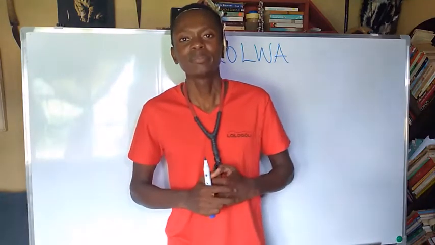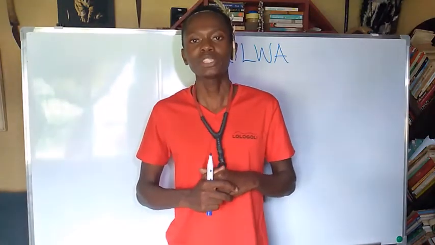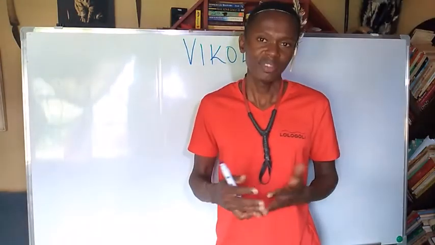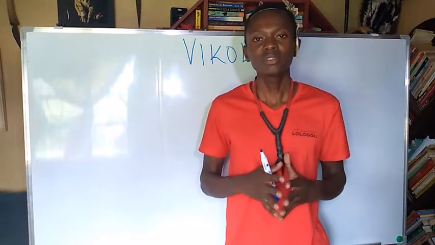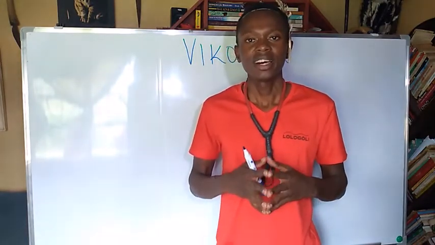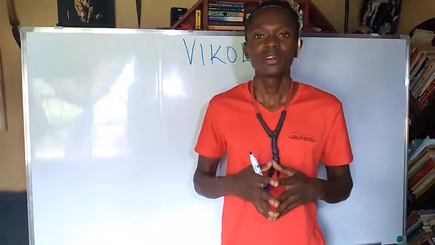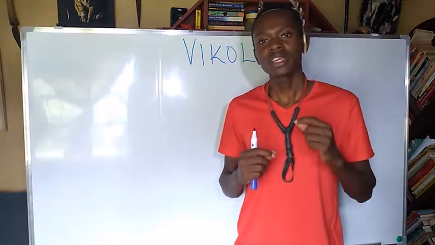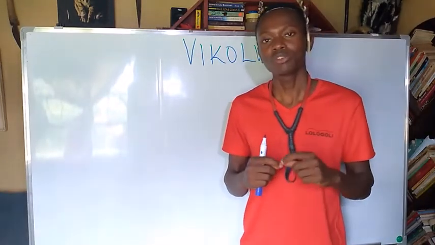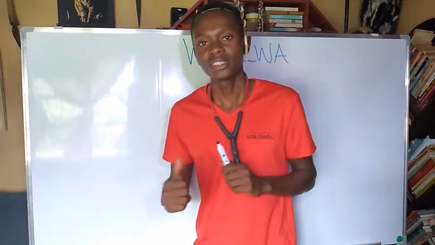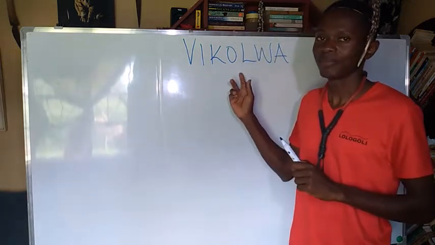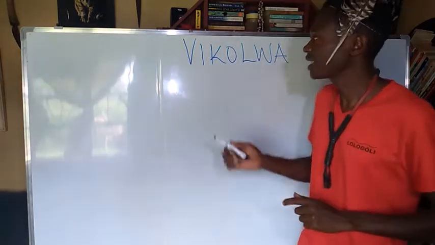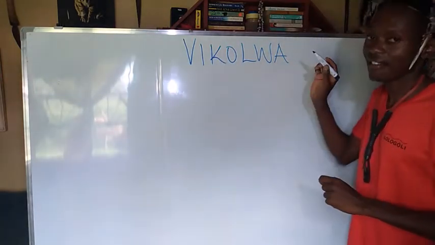The other time we looked at the parts of speech which included the nouns, and we said that nouns in Lulogooli are the equivalent of virange. Today we will be looking at a different part of speech of Lulogooli known as Vikolwa. The equivalent of Vikolwa in English is a verb.